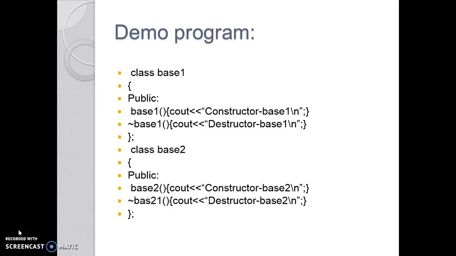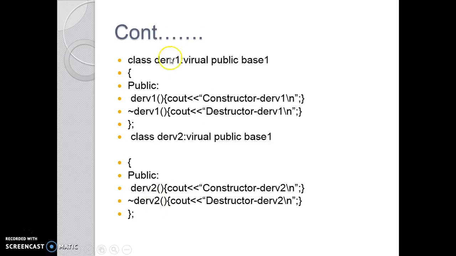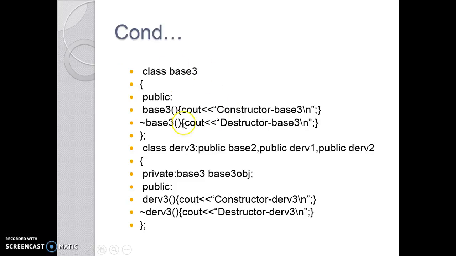Now we have a class base 1 with constructor and destructor, base 2 with constructor and destructor, derived 1 inherited virtually from base 1, and derived 2 inherited virtually from base 1 itself. Then we have base 3. Then we have derived 3, which is derived from base 2, derived 1 and derived 2. Here see, we are creating an object.